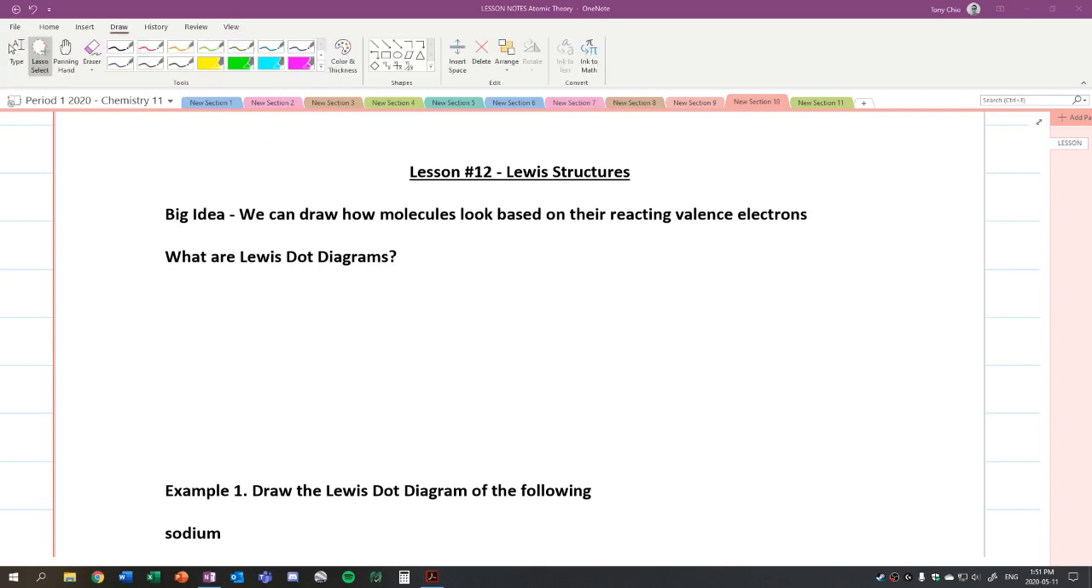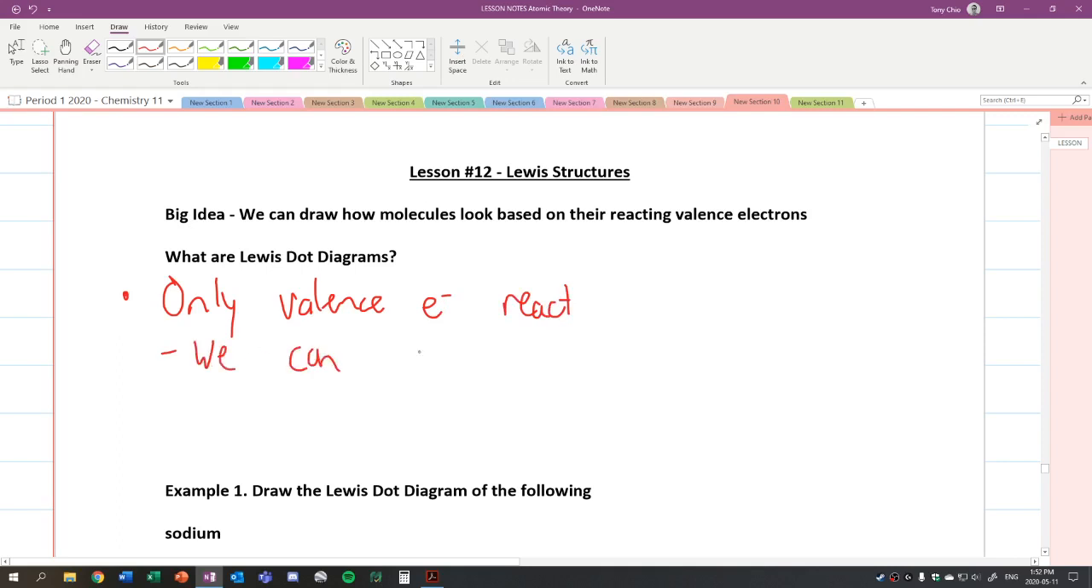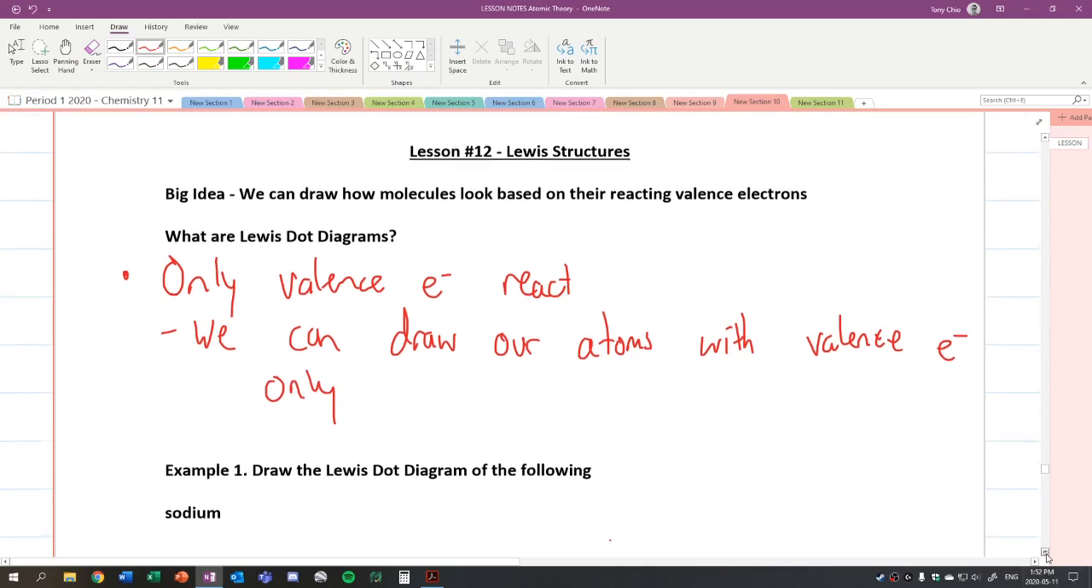Well, we know that when we drew Bohr models, we have to draw every single electron that the atom has. But we only really care about the outermost electrons, which we call the valence electrons, because they're the ones that do most of the reacting. So, only valence electrons react. Because of that, we can draw our atoms with valence electrons only. Okay, so let's go a little review about this.